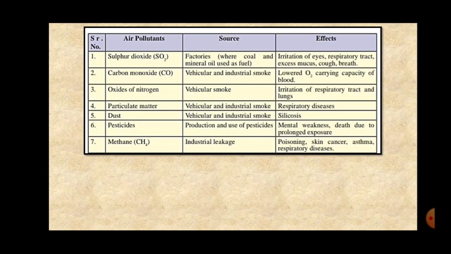The last one is methane. Methane is generally released into the atmosphere by leakage. If any leakage is there in the industry, then it leads to methane air pollution, and it is very poisonous. It can cause skin cancer, it can cause asthma, which is a respiratory disease, and many other respiratory diseases also. So these are the different types of air pollutants, where they are released from, and what their adverse effects are on the human body.